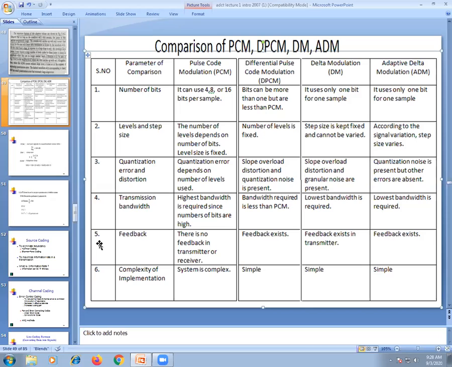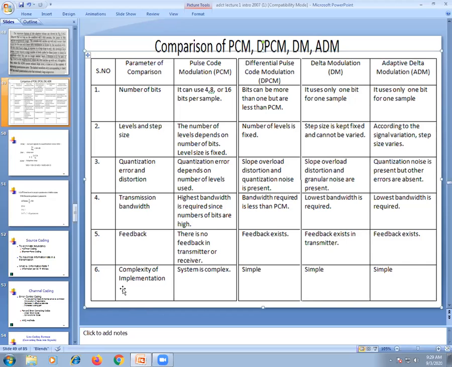So in the fifth point, see the block diagrams. With the difference of the block diagrams, visualize: PCM has no feedback, DPCM has a feedback, delta modulation also has a feedback, and adaptive delta modulation also has a feedback.